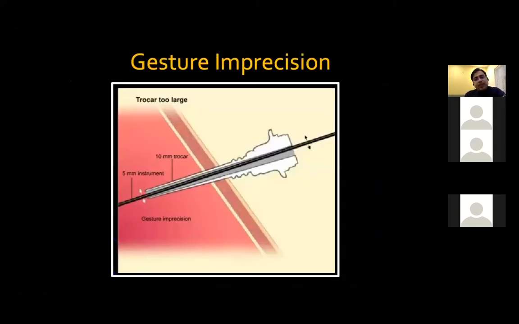Choosing your ports carefully is an important ergonomic consideration. If your port is very large and the instrument is too small, your instrument will wobble inside the port. This is called gesture imprecision. Imagine a situation where you're doing fine suturing, and you have a 10 mm port and a 5 mm instrument working through it. Your instrument will keep wobbling inside the port, which will decrease your precision. So gesture imprecision is an important consideration for ergonomics.